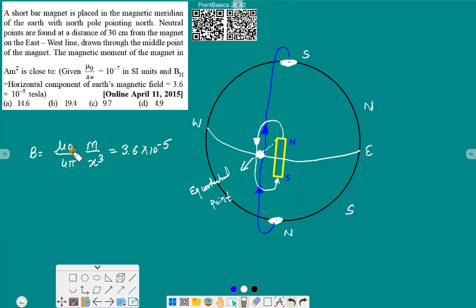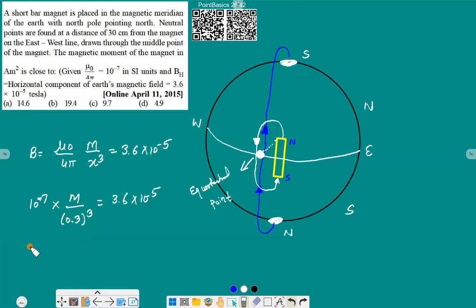Now mu naught by 4 pi is 10 raised to power minus 7, m as it is. And now coming to the distance, that is 30 centimeters, so that will be 0.3 meter cubed, is equal to 3.6 into 10 raised to power minus 5.